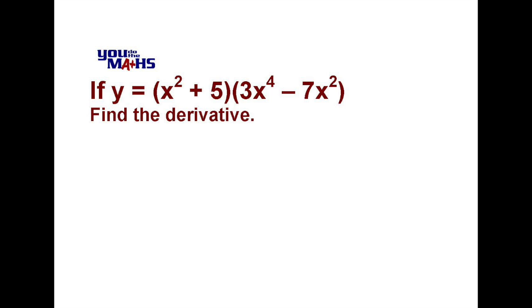In this question, we're having a look at how to find the derivative of a product of two expressions. We can see we've got x squared plus 5 in one bracket and 3x to the 4 minus 7x squared in another bracket. Before we start, let's have a look at basic differentiation.